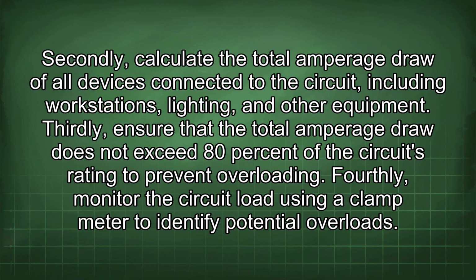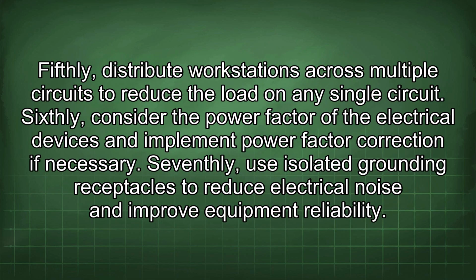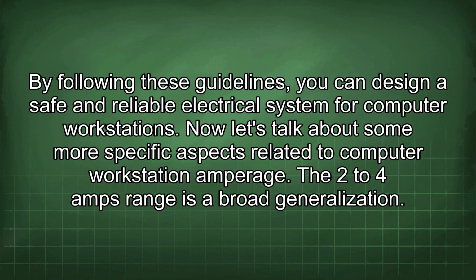Fourthly, monitor the circuit load using a clamp meter to identify potential overloads. Fifthly, distribute workstations across multiple circuits to reduce the load on any single circuit. Sixthly, consider the power factor of the electrical devices and implement power factor correction if necessary. Seventhly, use isolated grounding receptacles to reduce electrical noise and improve equipment reliability. By following these guidelines, you can design a safe and reliable electrical system for computer workstations.